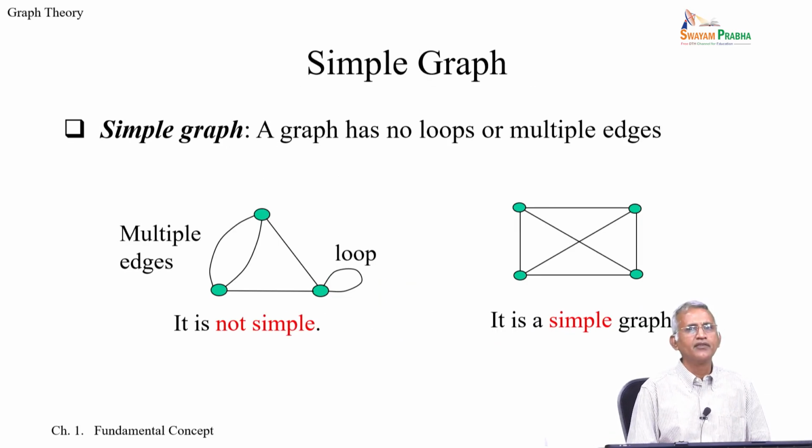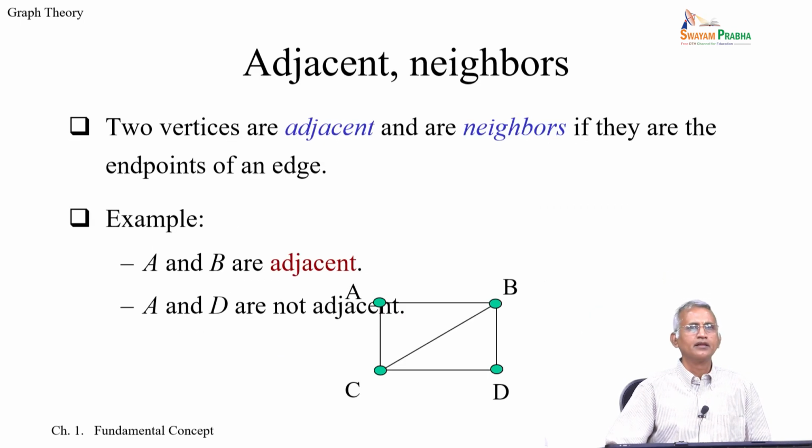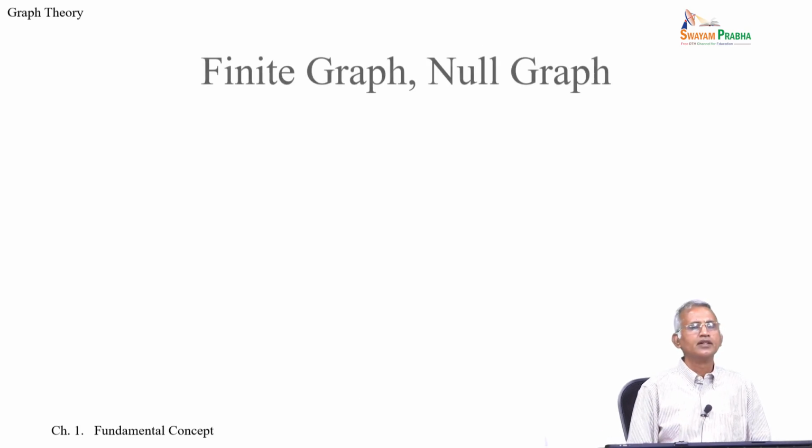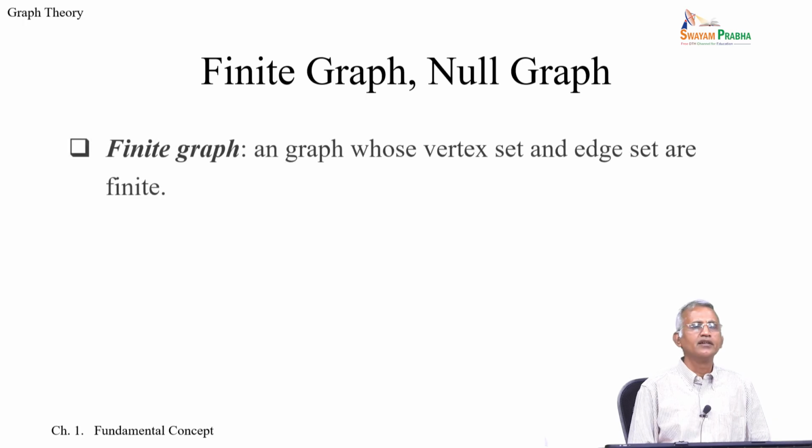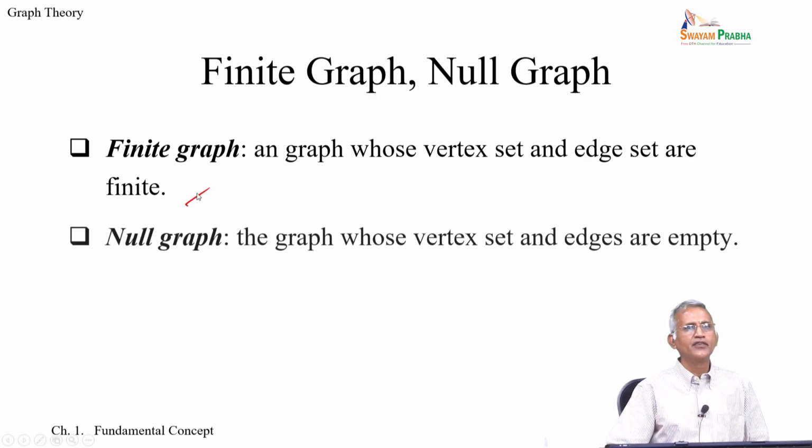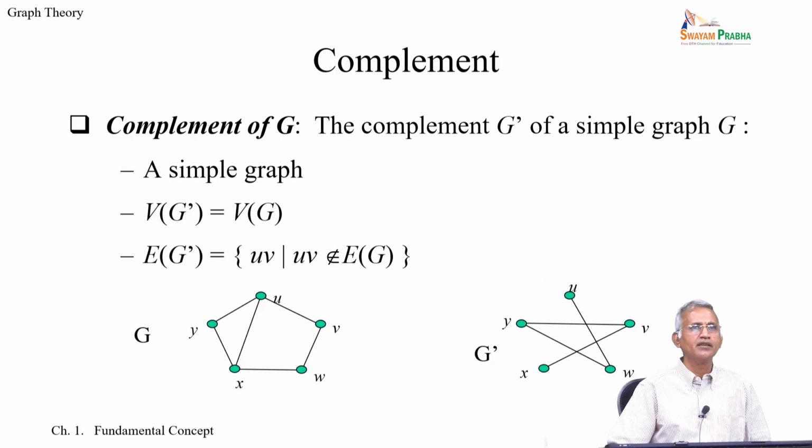Simple graph. A simple graph has no loops or multiple edges. So, this is a simple graph. This one is not simple because it has a loop and parallel edges. Next, adjacent and neighbors. 2 vertices are adjacent and are neighbors if they are endpoints of an edge. Example, A and B are adjacent, whereas A and D are not adjacent. Next, finite graph or null graph. A finite graph is a graph whose vertex set and edge set are finite. A null graph is a graph whose vertex set and edge set are empty.